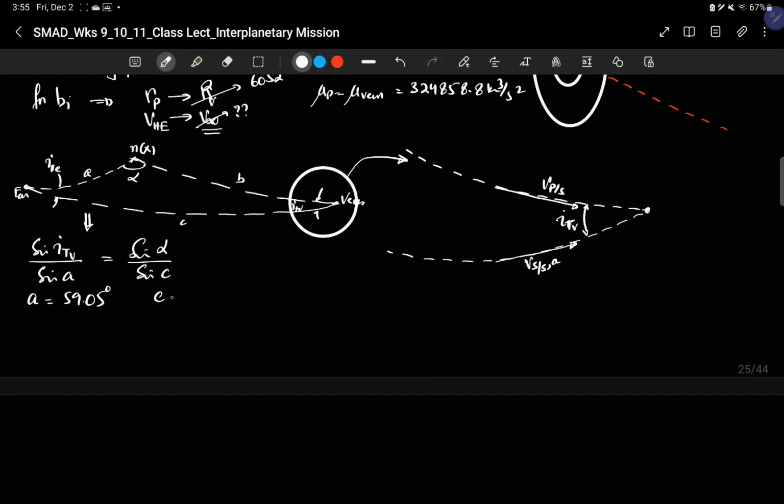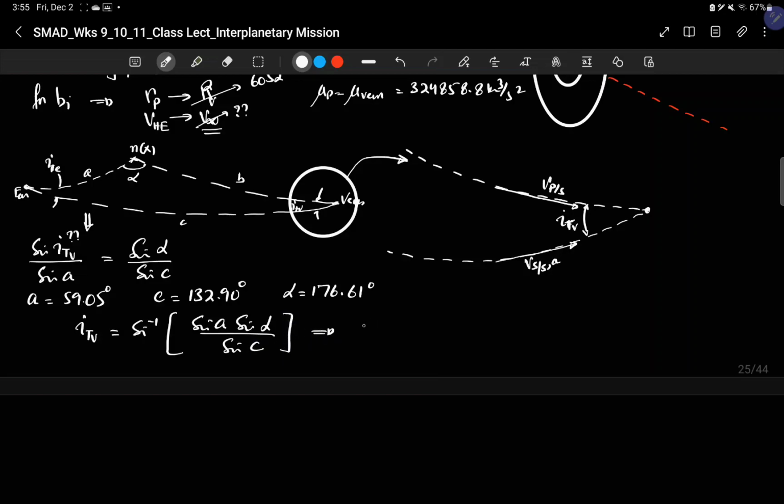If you remember from those previous calculations, the value of A we had found to be 59.05 degrees. We had determined the value of C to be 132.90. Please check your previous calculations. And we had determined the value of alpha as 176.61 degrees. So, therefore, the unknown ITV can be determined here. You will get ITV as arc sine of sine of A, sine of alpha over sine of C, and so your ITV will come out to be 3.975 degrees.